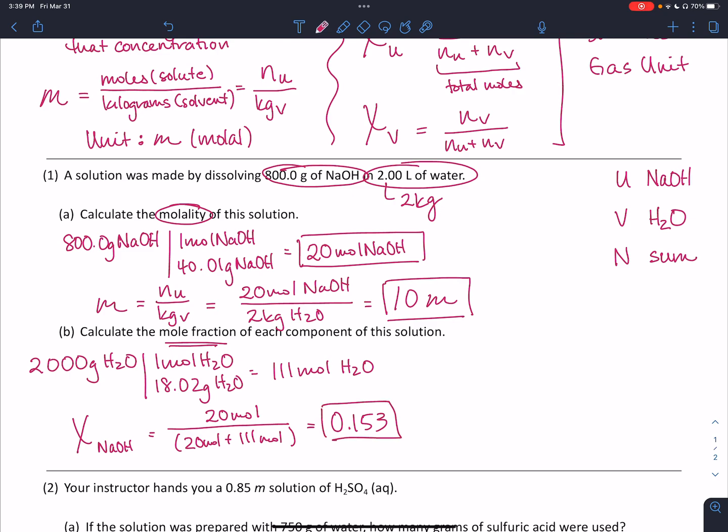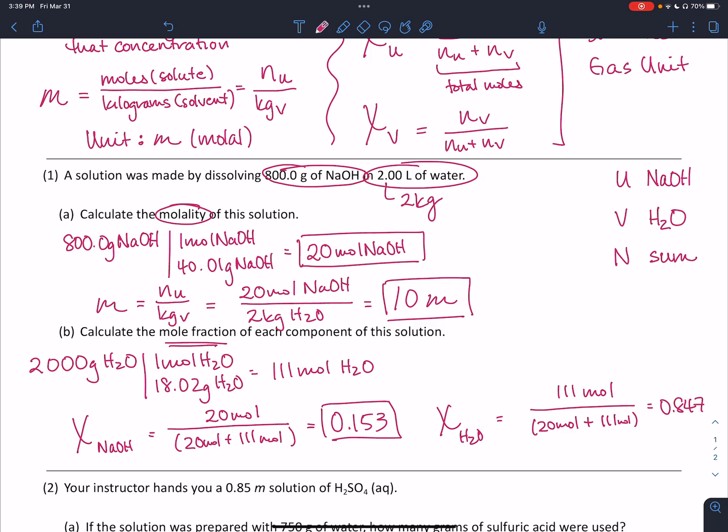All right, now I can repeat this for H2O. I just swap out that 20 on top and put 111 because that's the moles of water. And then again, I have my total, which is 20 plus 111. And I find that I have 0.847 in terms of my mole fraction.